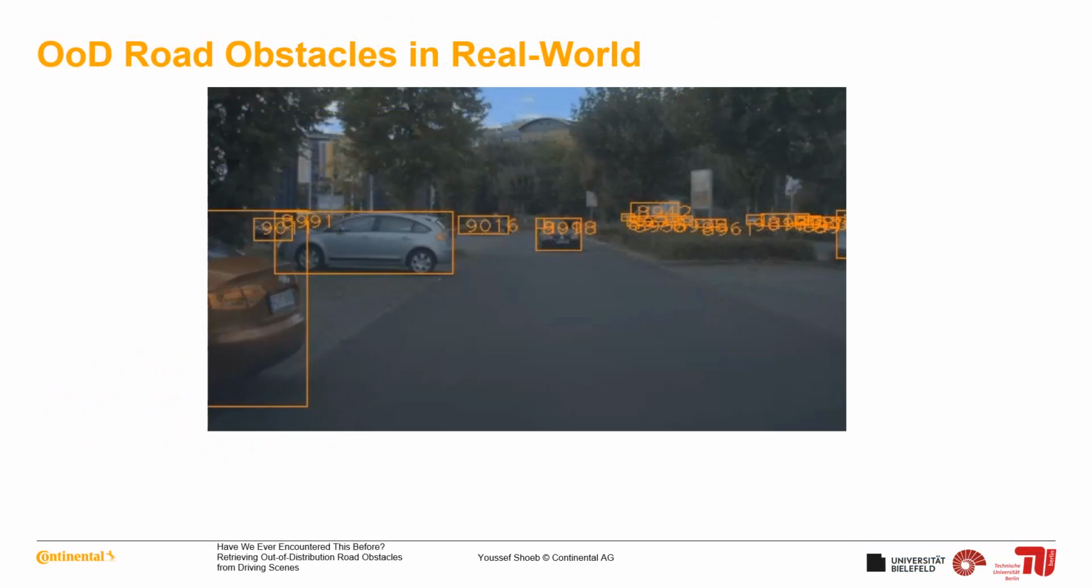So let's first start with an example of some OOD road obstacles in the real world and why this actually causes a significant safety challenge. So basically, road obstacles can be any object that falls on the drivable area of the road, whether it's road debris, or wildlife crossing the road. It can be basically anything.